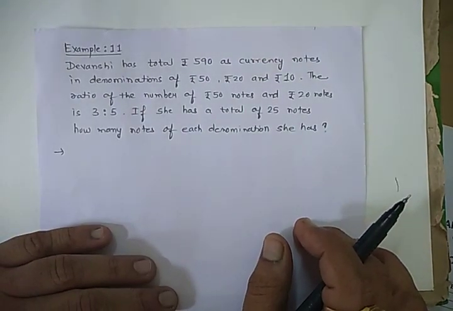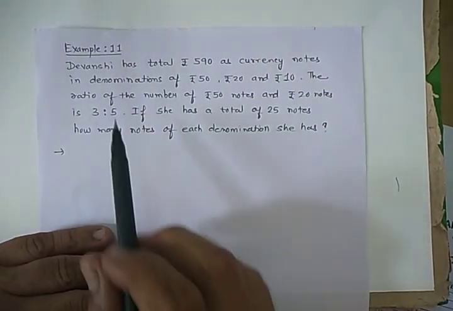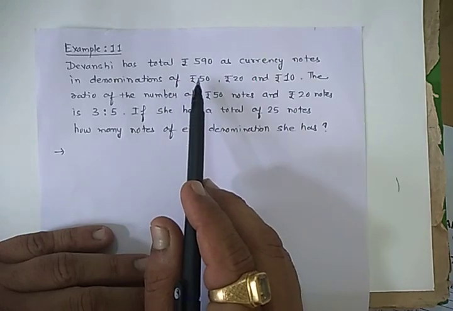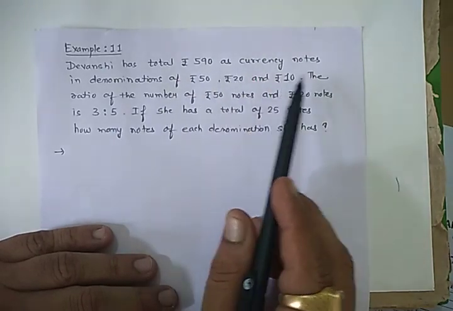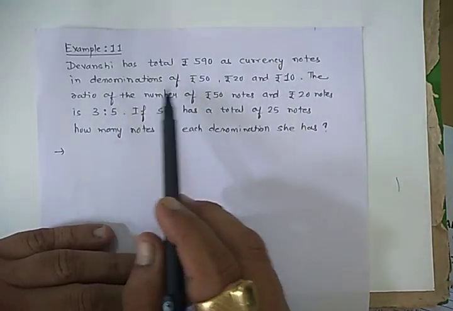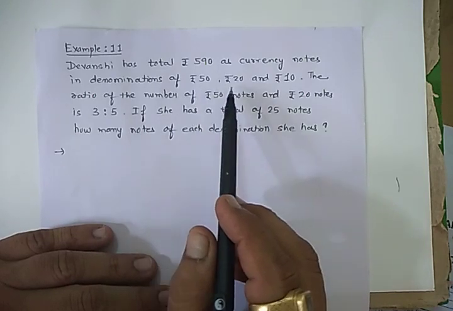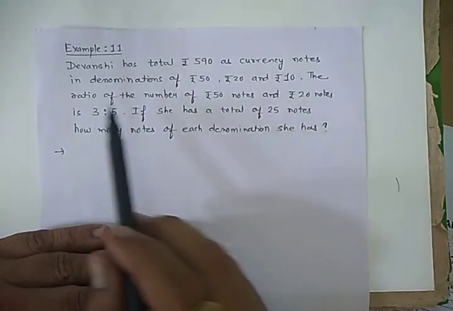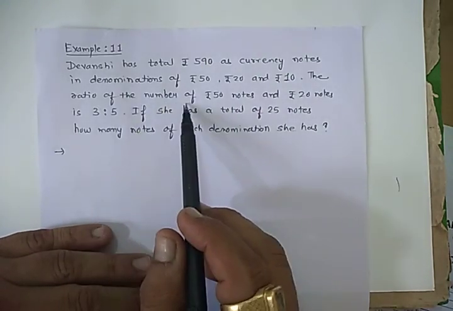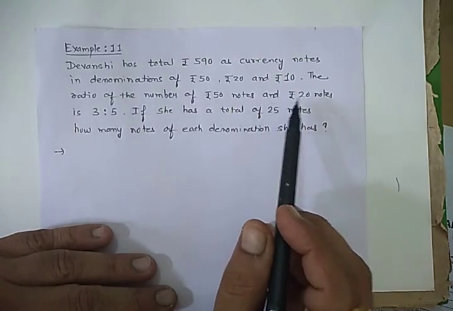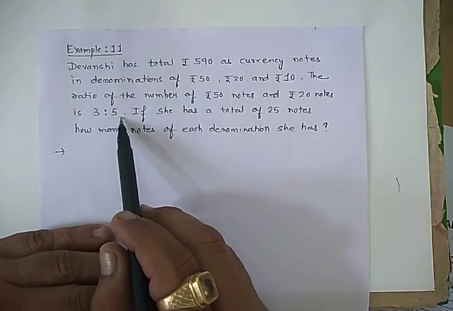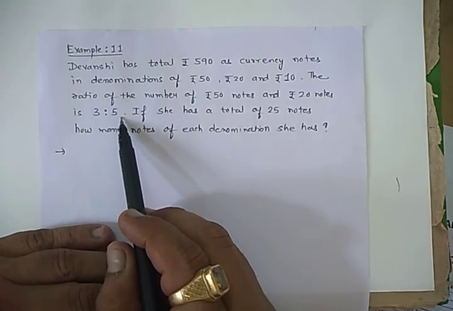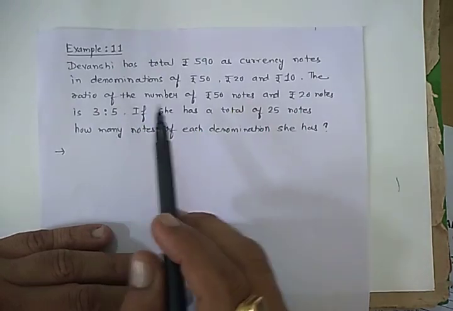Friends, let's continue with example number 11. Devanshi has a total of rupees 590 as currency notes in denominations of rupees 50, rupees 20 and rupees 10. The ratio of the number of notes of rupees 50 and rupees 20 is 3:5. But they have not given the number of notes of rupees 10.